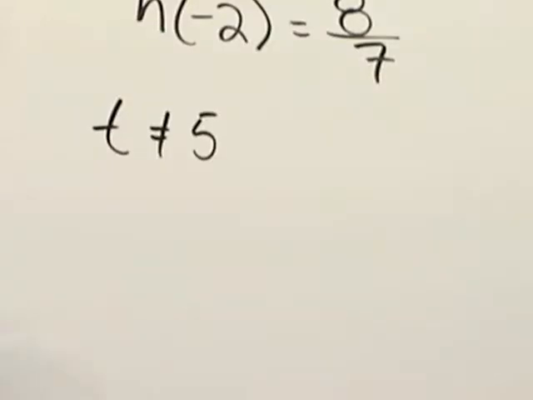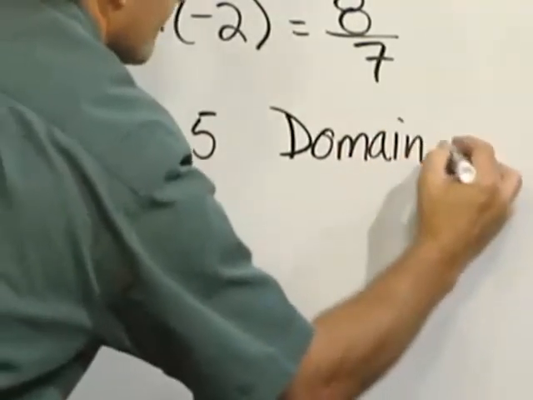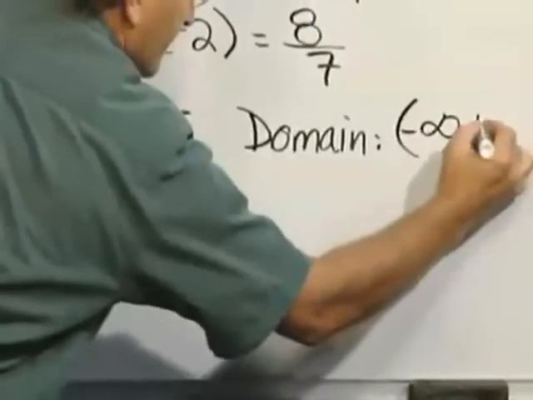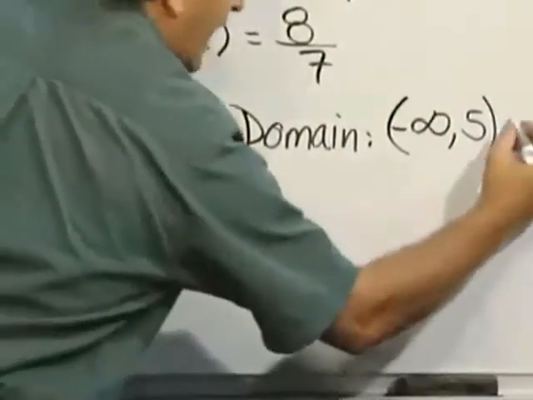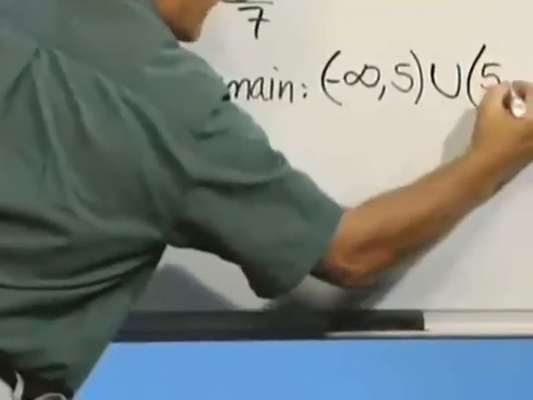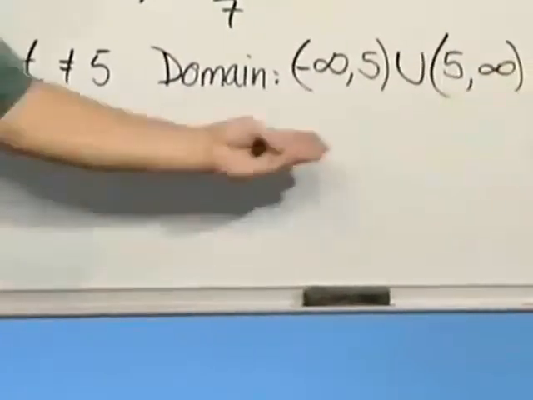And so then the domain would be starting at negative infinity and going up to 5, not including the 5, and that's union starting again at 5 but not including it and going up to infinity. So that's our domain.